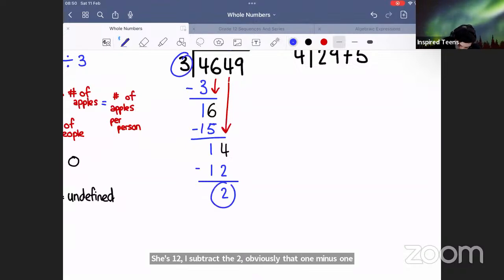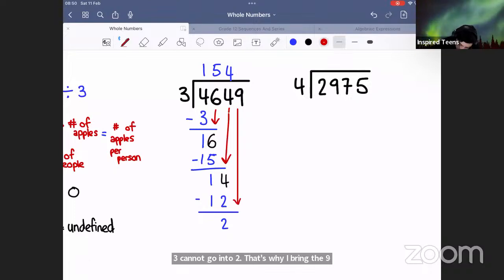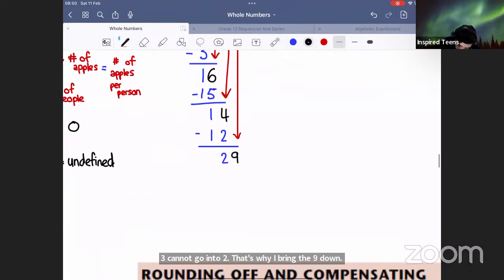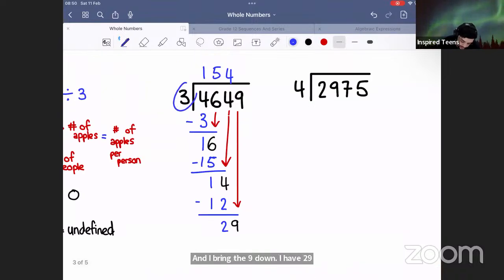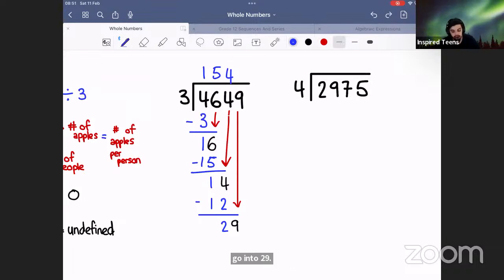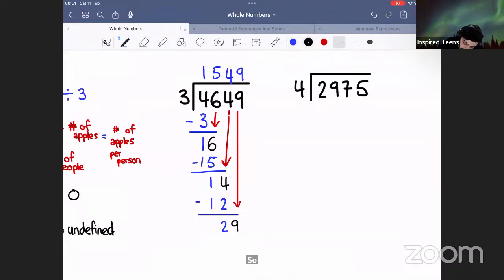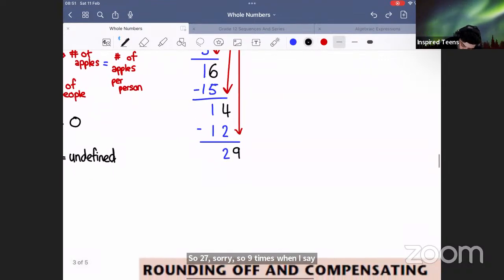3 cannot go into 2. That's why I bring the 9 down. When I bring the 9 down, I have 29. 3 can definitely go into 29. How many times can 3 go into 29? Geez, basic maths, 9 times, I believe, because it's 27, sorry. So 9 times. When I say 9 times 3, I get 27.